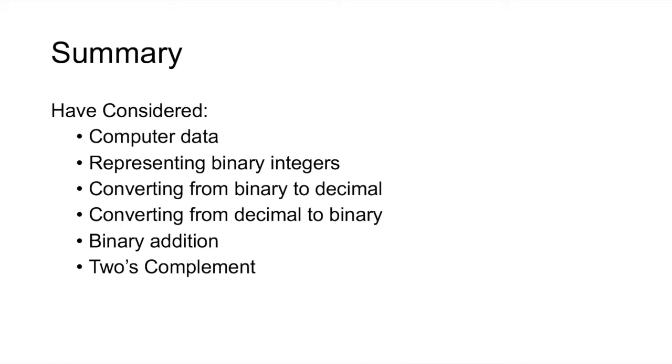So in summary, we've considered computer data, representing binary integers, converting from binary to decimal, converting from decimal to binary, binary addition, and 2's complement.